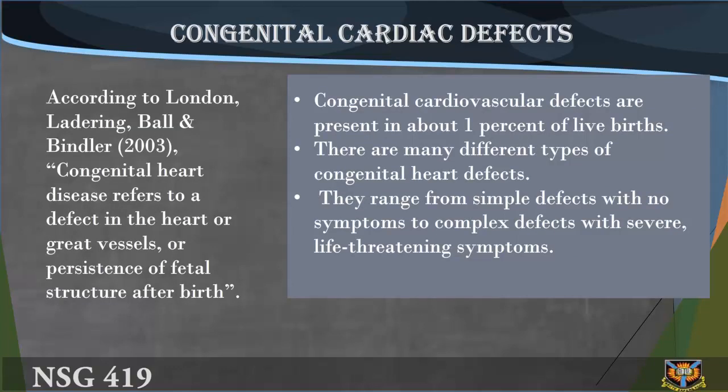Congenital cardiac defects. According to London, Ladewig, Ball and Bindler 2003, congenital heart disease refers to a defect in the heart or great vessels or persistence of fetal structure after birth. Congenital cardiovascular defects are present in about 1% of live births. There are many different types of congenital heart defects. They range from simple defects with no symptoms to complex defects with severe life-threatening symptoms.